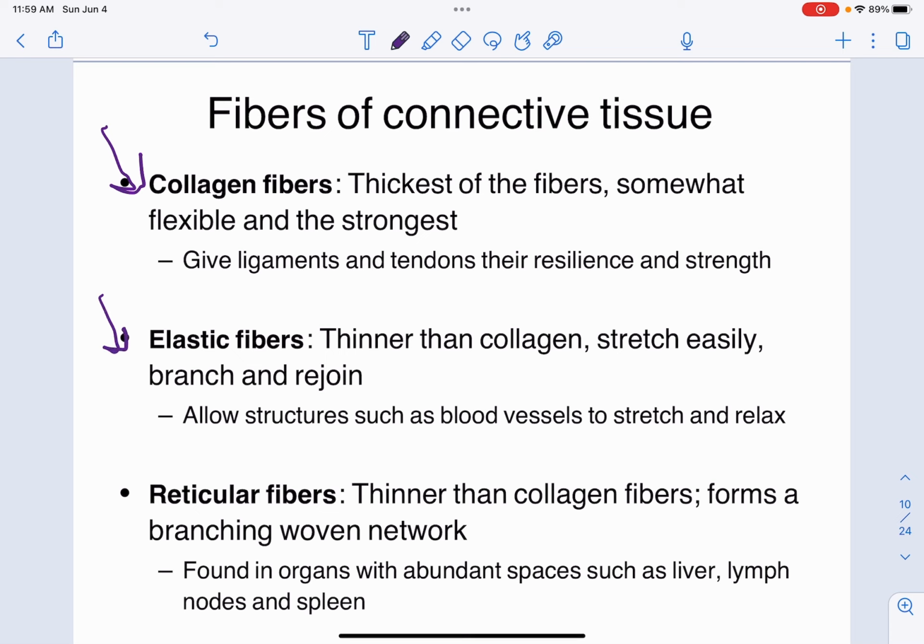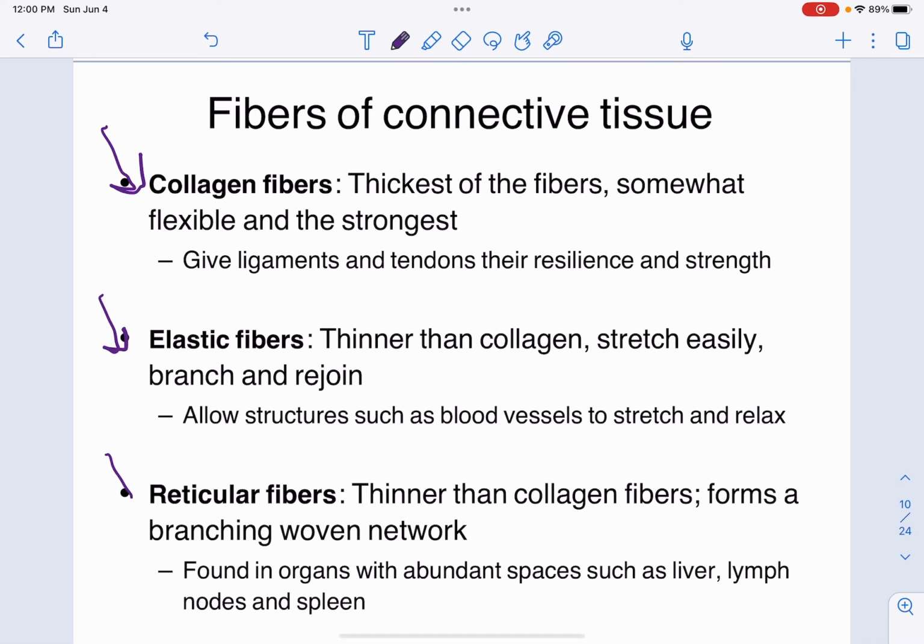Sometimes you will see elastic fibers. Elastic fibers are thinner than collagen. They have the ability to stretch. You will see that they also branch and that they can rejoin. So elastic fibers, you will find them in blood vessels because this will allow the vessels to stretch and relax. Based on the location of the connective tissue, you need it to have a specific function, and that's what you're going to get with these different types of fibers.